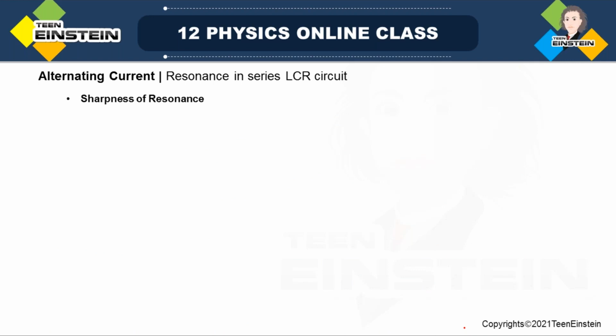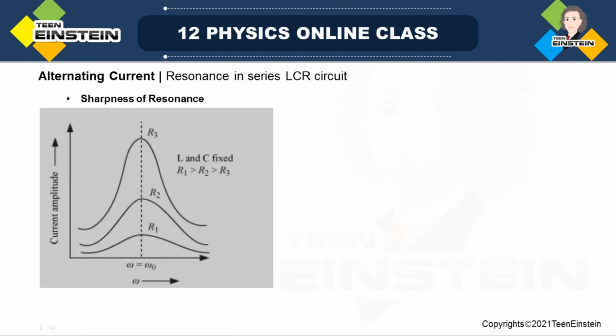So we have seen the resonance curve, that it is a bell-shaped curve. If you plot the current amplitude with respect to frequency, this is the curve you get. This is one resonance curve, another resonance curve is this, another one is this. So all are resonance curves.